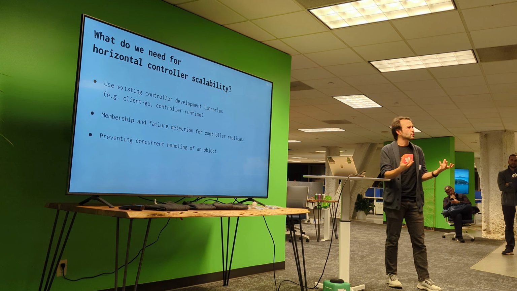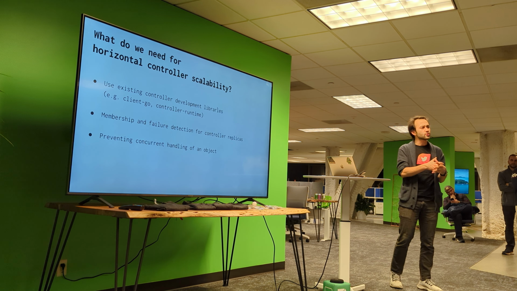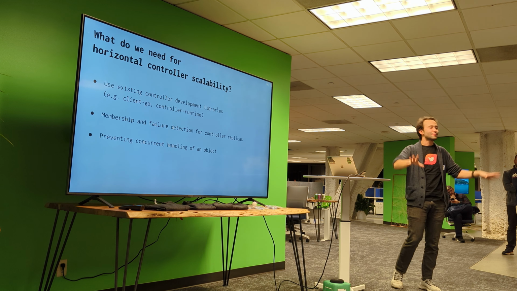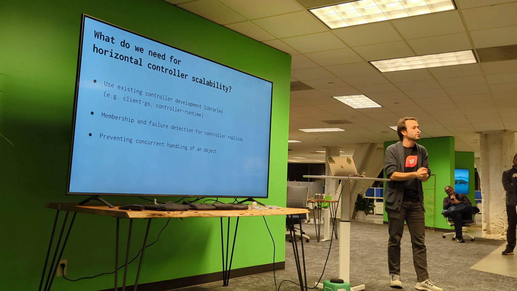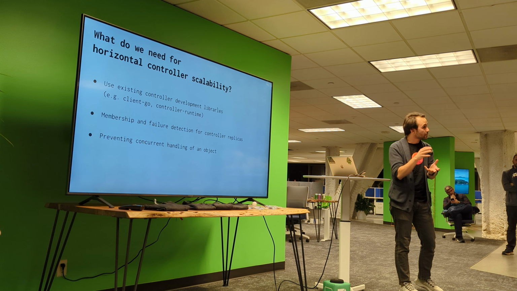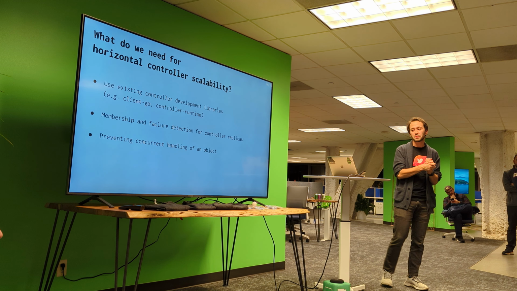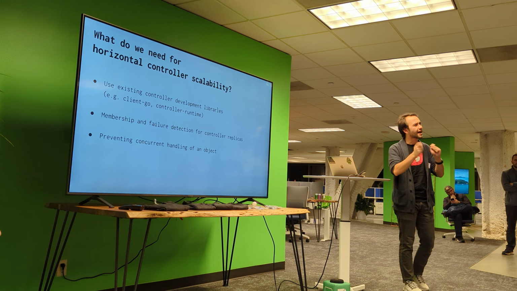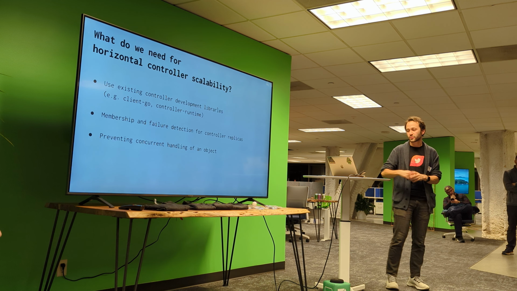What requirements do we have from this sort of scalable infrastructure? First of all, we want to still write controllers, right? We don't want to write something that doesn't look like Kubernetes anymore. And the other thing is we want to be able to add more replicas, and the replicas will come and go based on the need probably. And now we want to prevent concurrent handling of an object, just like we were doing with the active replication with leader election, right?